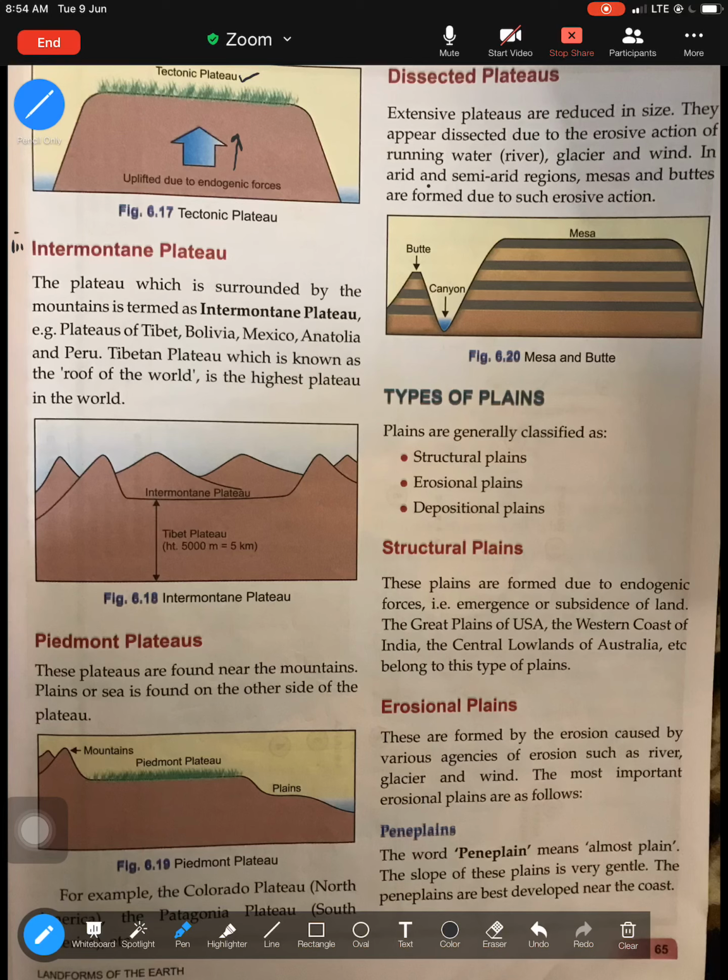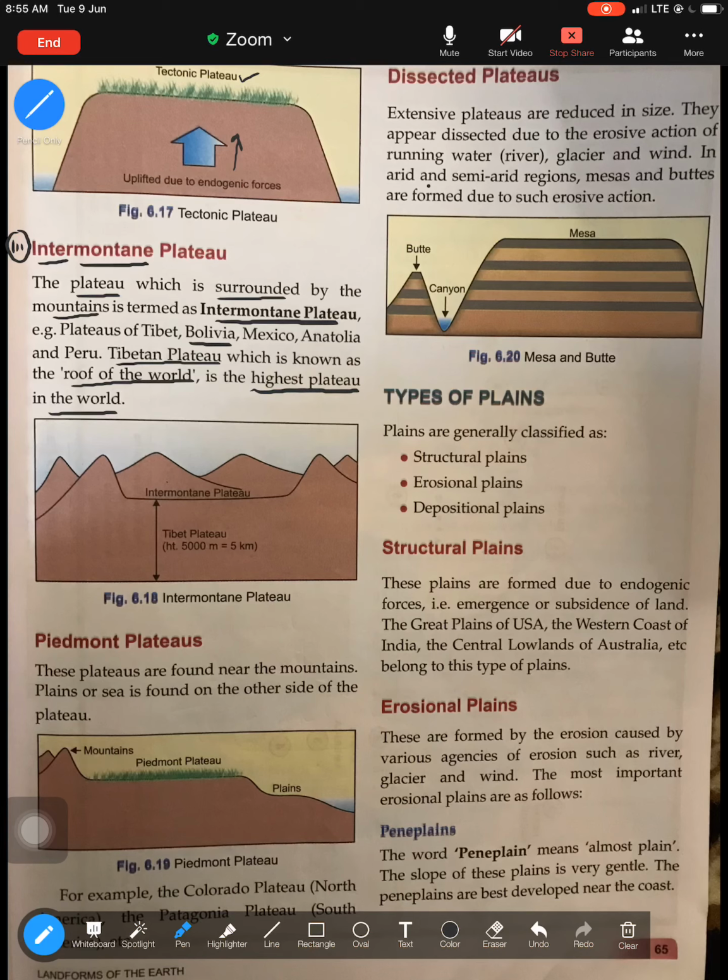Now the third and the most important type of plateau is intermontane. Please try to connect intermontane with mountains. So the plateau which is surrounded by mountains on all sides is known as an intermontane plateau. Example, very good, the Tibetan plateau is a good example of intermontane, which is also known as the roof of the world. Even the Bolivian plateau is an example, which is known because it is the highest plateau in the world. That is why the Tibetan plateau is known as the roof of the world.